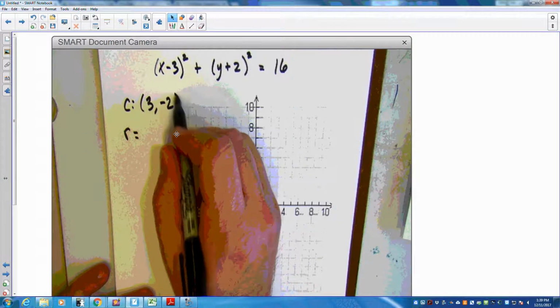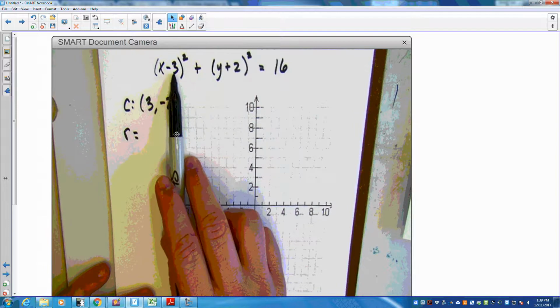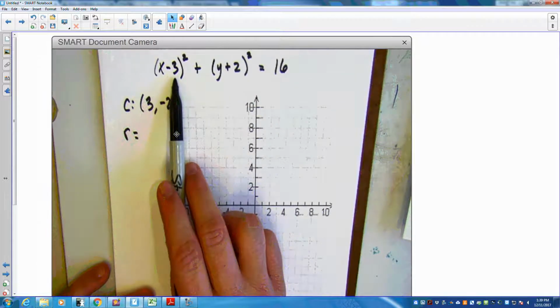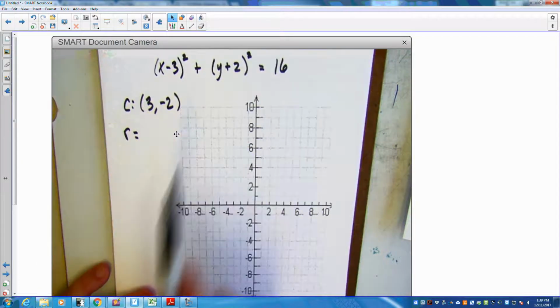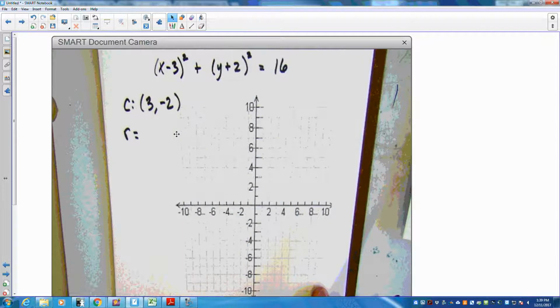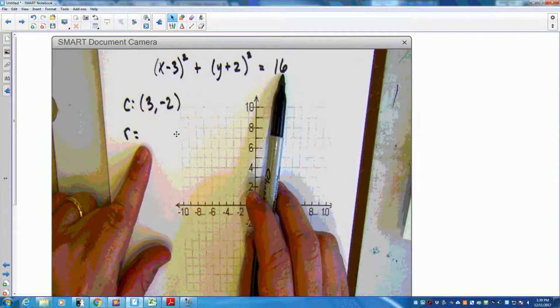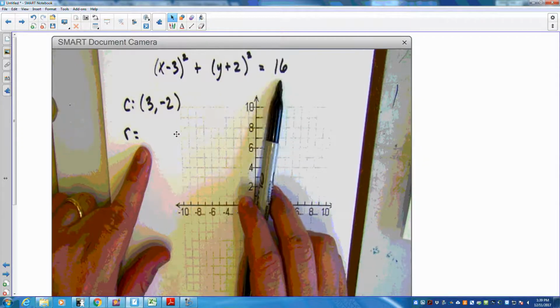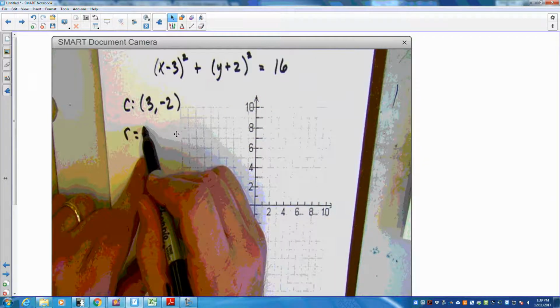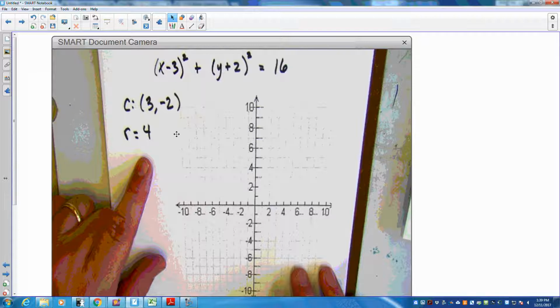Everybody okay there? So we're getting those. So it's not negative 3, 2, it's 3, negative 2. Now, my radius, is that going to be the 16? Well, this is the radius squared. So the radius would just be 4. Okay? Now, this is really easy to do.